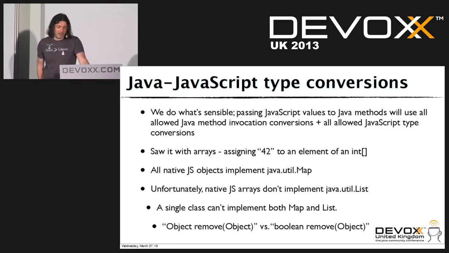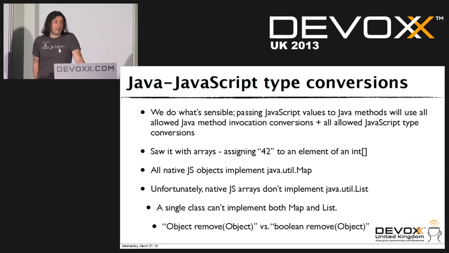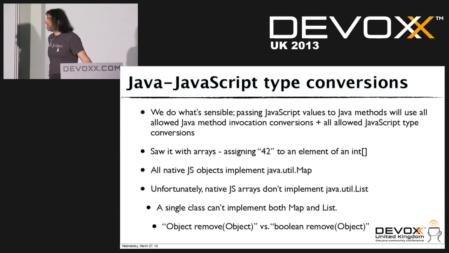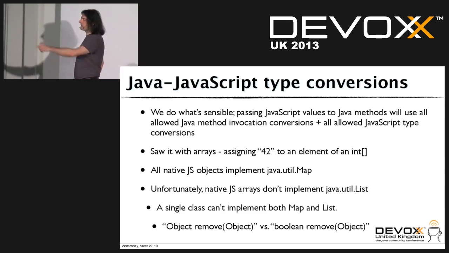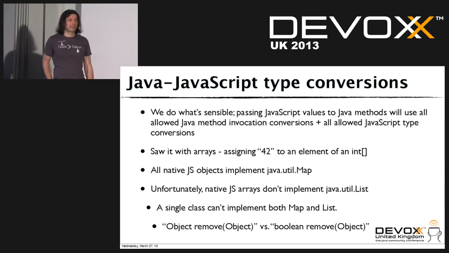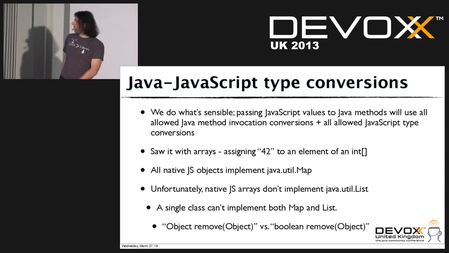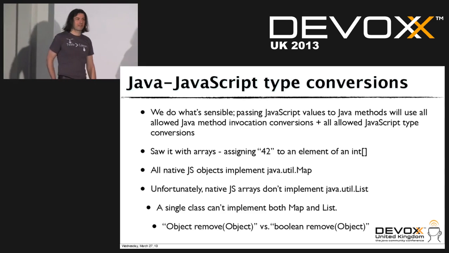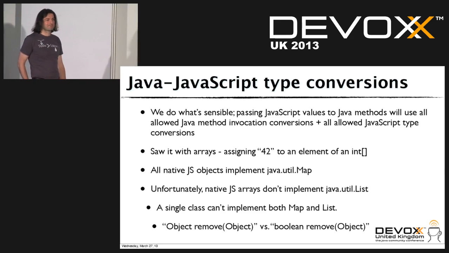Then there was the day when I had the great idea, hey, if native objects implement map, then our native JavaScript arrays should also implement list, right? And it was great until I realized there's no way you can implement both list and map on a single class in Java. And that is because map has a remove method that takes an object and returns an object. And lists have a remove method that takes an object and returns a Boolean. Oh well.